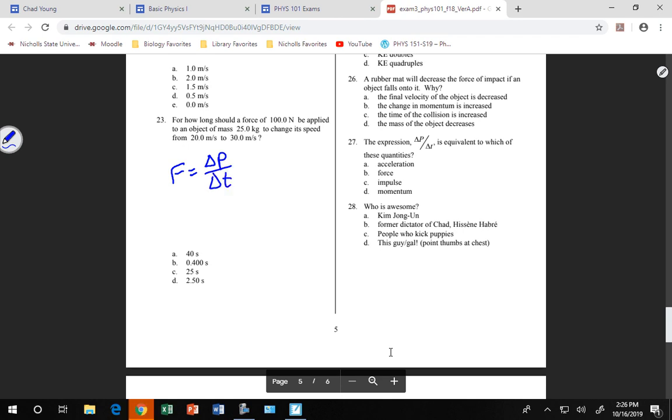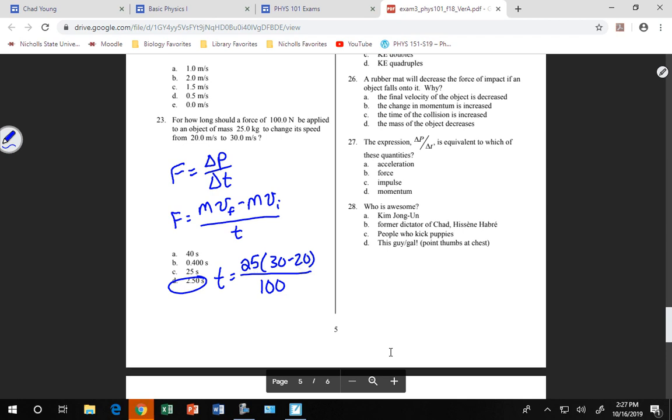F is equal to delta P over delta T. I can expand that: M VF minus M VI, divided by T. And I'm looking for T. So I'm just going to say T is equal to M, which is 25, times VF minus VI, divided by the force, which is 100. So it's 25 times 10, 250, divided by 100, 2.5 seconds.